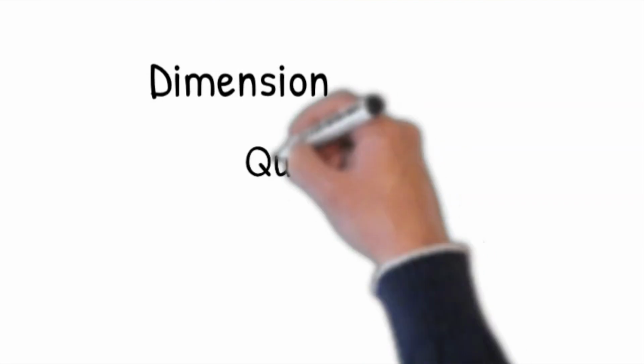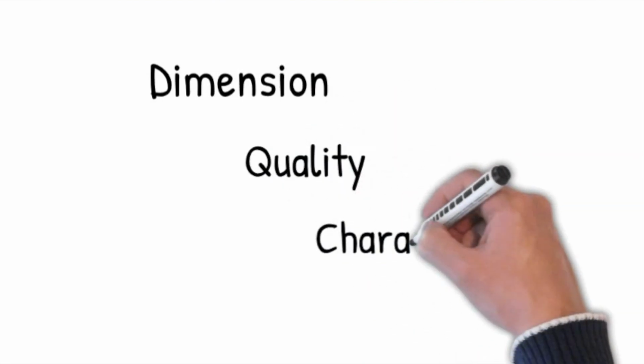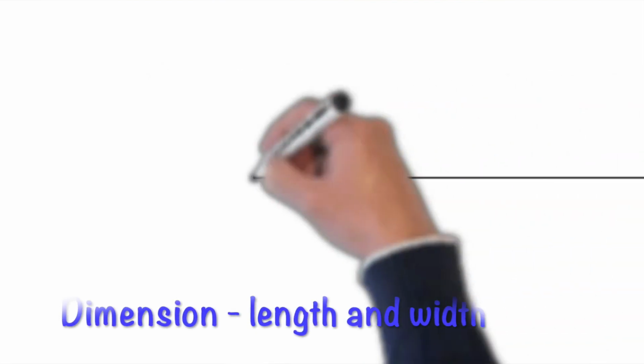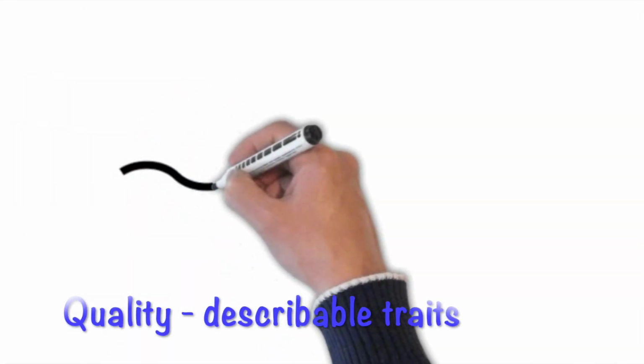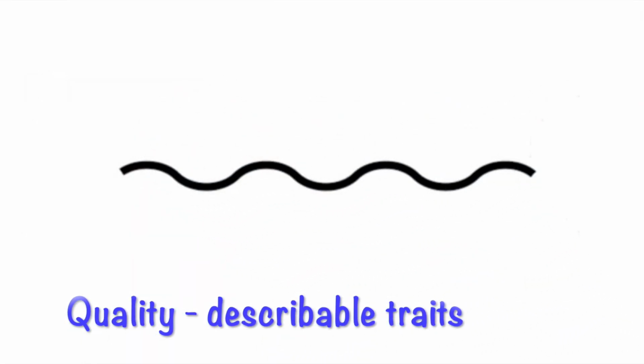A designer is interested in how a line communicates. And this is determined by the line's dimension, its quality, and its character. Dimension refers to the length or the width of the line. The quality of the line usually deals with its value and intrinsic describable traits. You might say that this is a wavy line, a dotted line, curvy line. Okay, so the character of a line has more to do with its emotionally evocative traits.